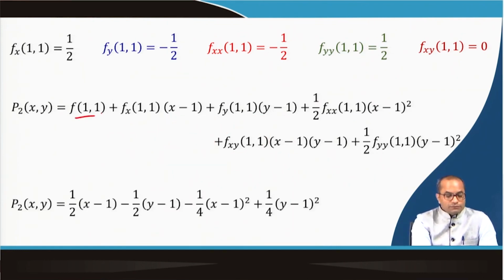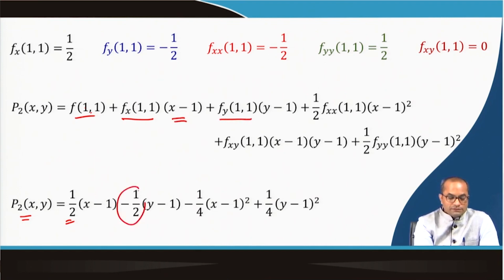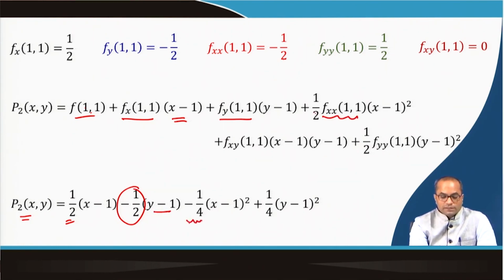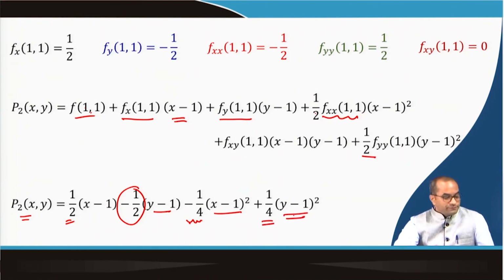So, what we will get, this was half there, f(1,1) was half. So, there should be a term half here which is missing. So, f(1,1) was 0. So, there will be no term, and then we have this f_x(1,1), this is half. So, x minus 1, then we have f_y(1,1) which is minus half with y minus 1, then we have f_xx(1,1) which is minus half, and half is already there. So, minus 1 by 4 the square term, and we have here this half and half, 1 by 4, and then y minus 1 whole square.